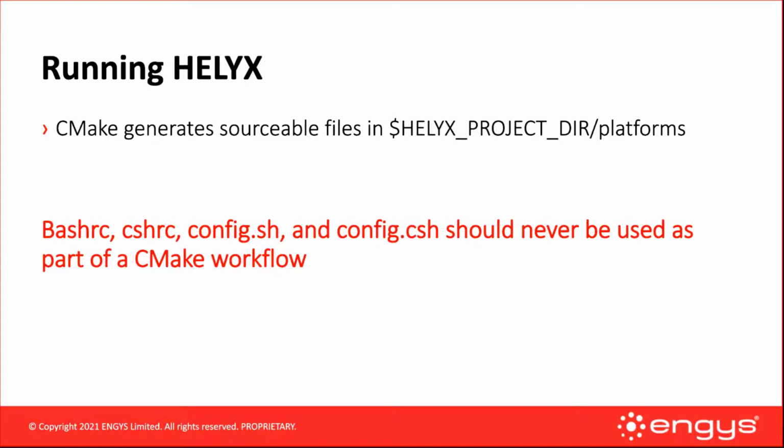This point about bash RC being deprecated is the hardest thing to convince experienced WMake users of. Bash RC and friends are completely deprecated and form no part of the CMake workflow. If you're compiling with CMake and you use any of these files, then you're doing something wrong. Please use the sourceable files generated by CMake in the platforms directory instead.